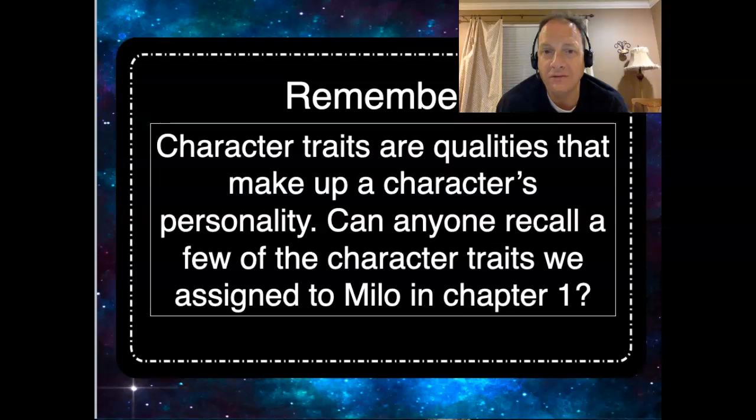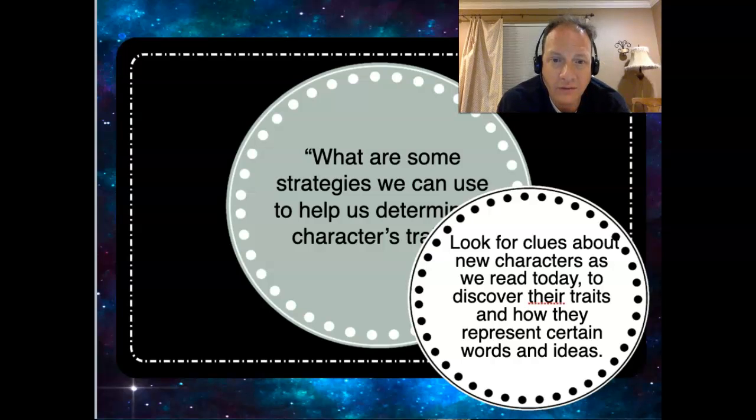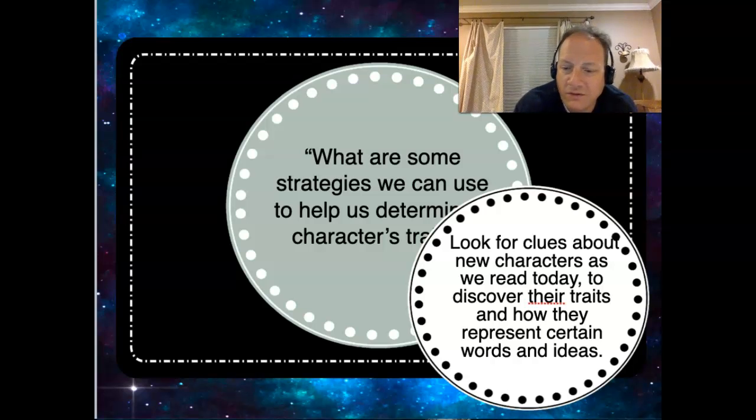If we think back to Thunder Rolling in the Mountains, and we think of Chief Joseph, we can use a character trait to describe him as being wise. We can think of Sound of Running Feet as being brave. So that's just kind of an example of a character trait. Now, what are some strategies we can use to help determine the character traits? Well, what we can do is look for clues about new characters as we read today to discover their traits and how they can represent certain words and ideas.